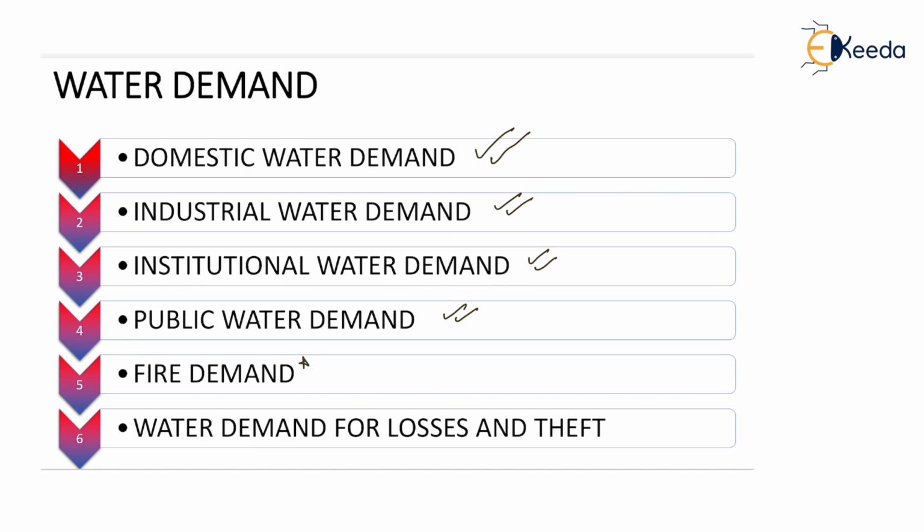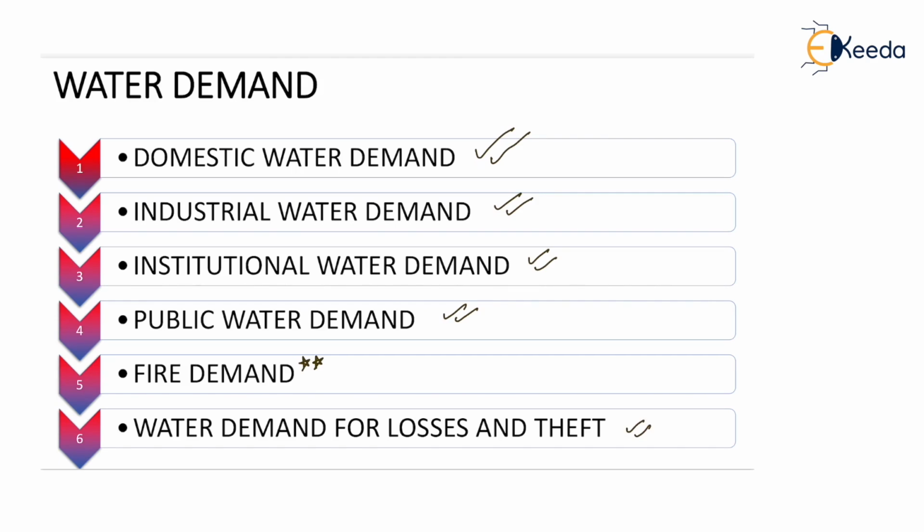Next will be the fire demand. This is the most important demand in the water demand topic, because if GATE wants to ask any question from water demand, then 99% chances will be there that the question is from fire demand. This is the amount of water which will be used for the fire extinguishing purpose, which will come under fire demand. Next will be the water demand for losses and theft.